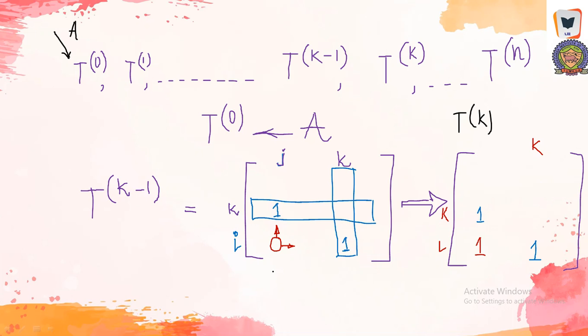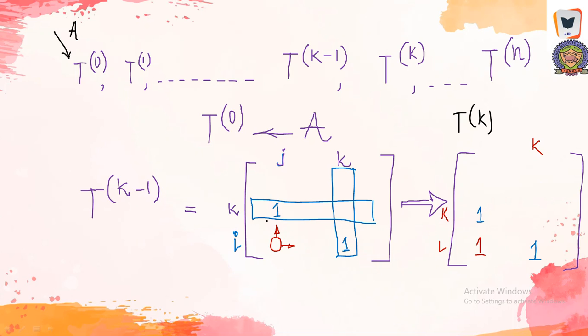It will be made 1. It will be transformed into 1 if and only if there exists 1 in the kth row and jth column and the ith row and kth column of the k minus 1th matrix. This is how it works. I repeat, if any entry in the k minus 1th matrix is 1, it will be retained as it is.